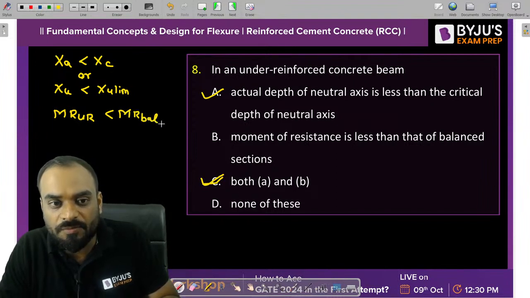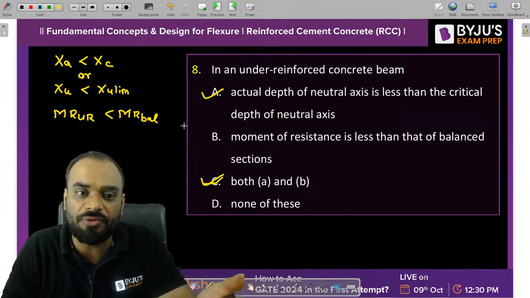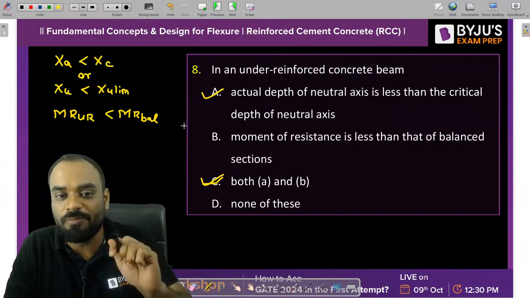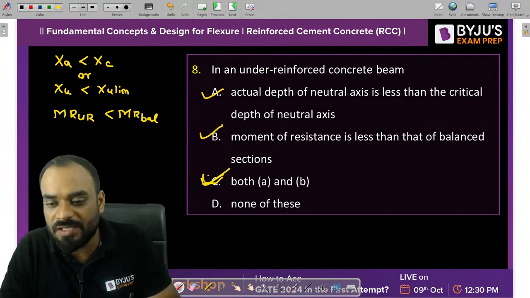balance section, right? And you know that, guys, if we calculate the MR value for over reinforced, it is greater than MR of balance in general, right? So A and B is the correct answer. That means C is the correct answer for the problem.